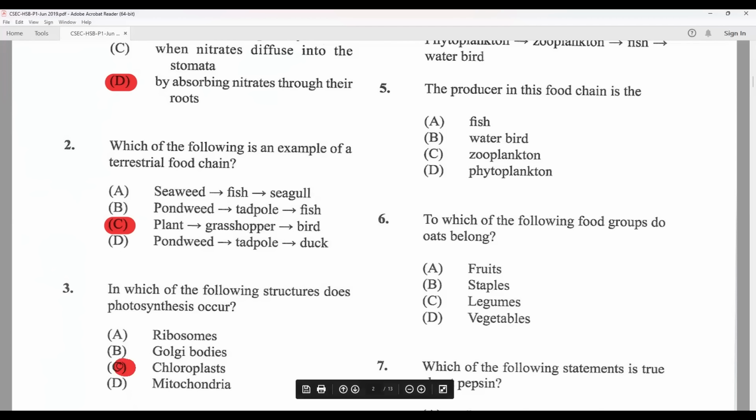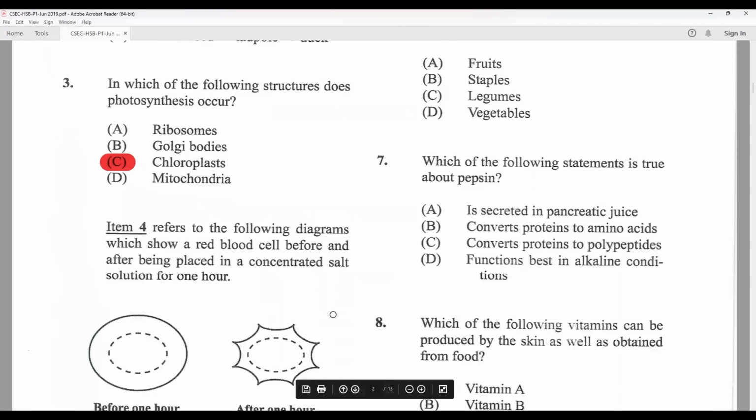Question 3. In which of the following structures does photosynthesis occur? And it should instantly jump out to you that that is the chloroplast.